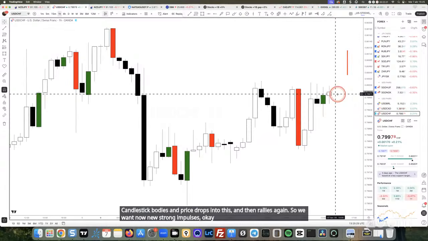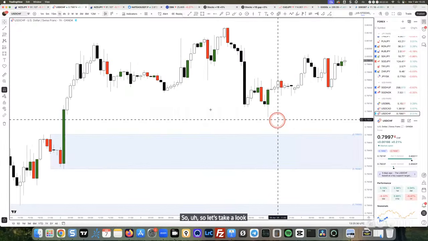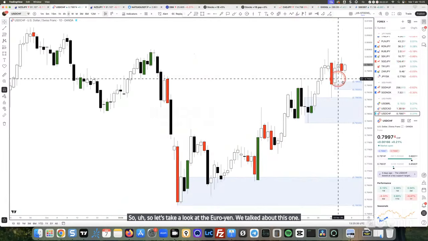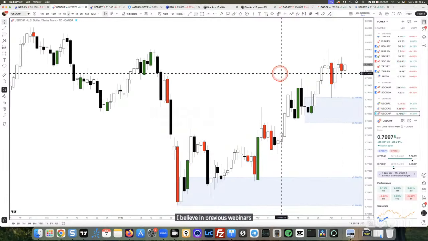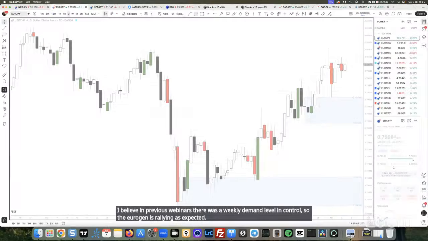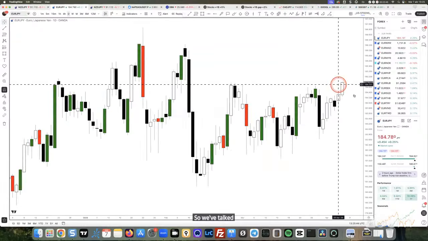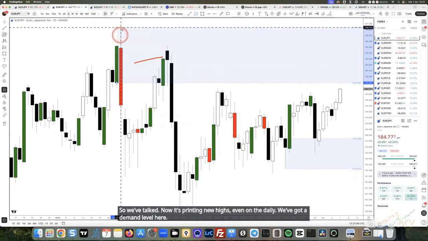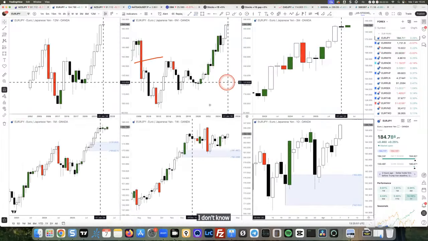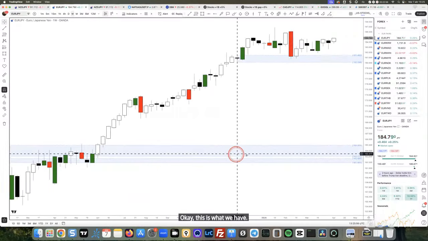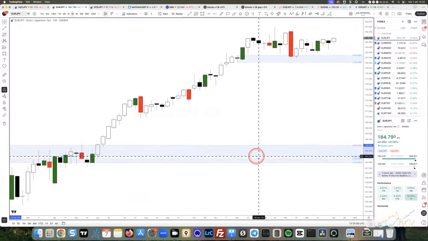Okay, good. So let's take a look at the euro yen. We talked about this one, I believe, in previous webinars. There was a weekly demand level in control. So the euro yen is rallying as expected. Now it's printing new highs, even on the daily. We've got a demand level here, another supply level there. I don't know why these levels are not being drawn. Okay, this is what we have.